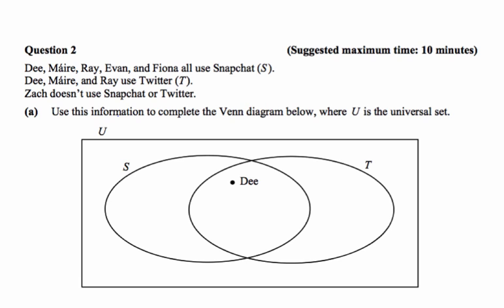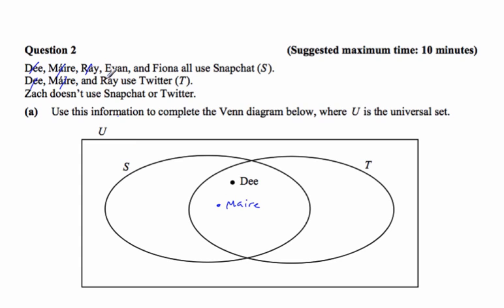So, if we look at the diagram, we can see that D is already in the diagram, in the section that represents somebody who uses Snapchat and Twitter. It's called the intersection. So D is already in there. So who else have we got? We've got Moira, who uses Snapchat and she uses Twitter. So Moira would be in here also. So we can put her in. We put a dot in to mark Moira and put her name beside it.